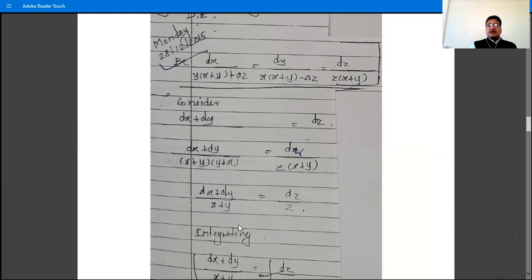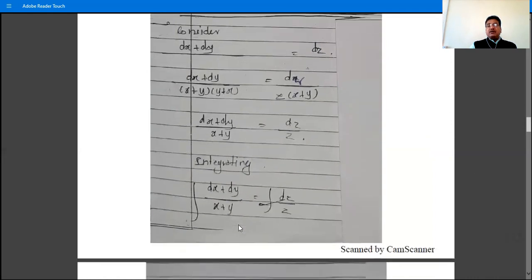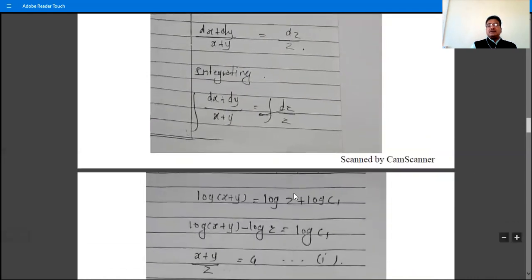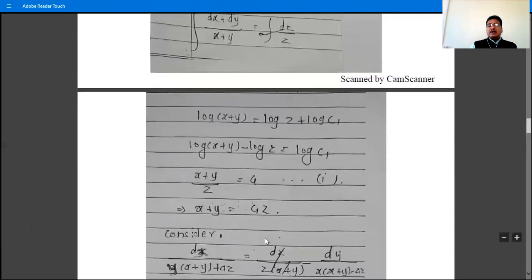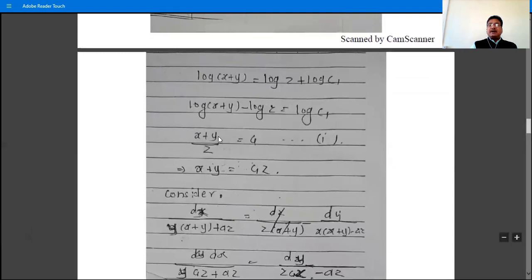So we have this, and after integration, we have log x plus y is equal to log z plus log c1. Then log x plus y minus log z is log a by b by the rule, so x plus y divided by z, and cancelling log on both sides, is c1. And so x plus y is equal to c1 z, or x plus y by z is equal to c1. It is the first solution of the given differential equation.